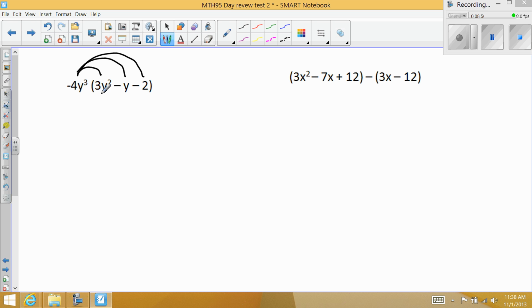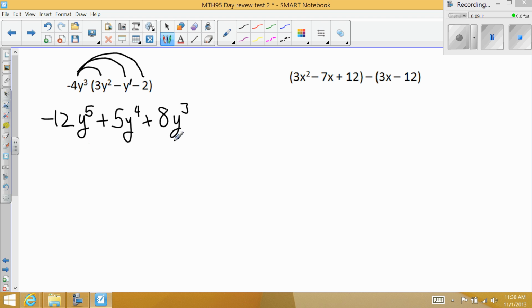and just apply my properties of exponents to simplify the exponents here. So negative 4 times 3 is negative 12. Y cubed times y squared, I would add the exponents and get y to the 5th. Negative times a negative will give me a plus 4y. Remember, this y has an understood exponent of 1, so this will give me y to the 4th, 3 plus 1. And then again, a negative and a negative, I'll get a plus 8y cubed.